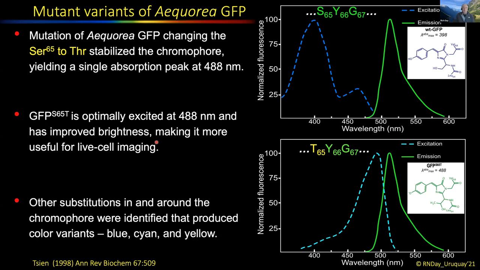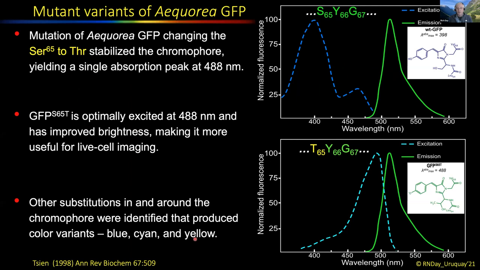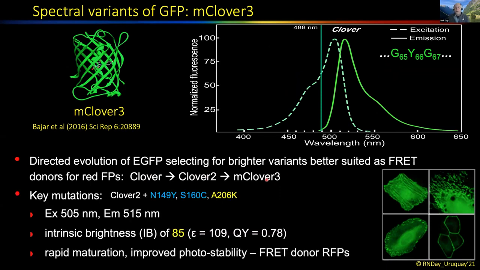And by doing other substitutions in and around the chromophore, they were able to produce blue, cyan, and yellow color variants of the Aquaria GFP. So now what I'd like to do is briefly mention some of the more optimized versions of these FPs. One of the best of the eGFP variants currently available is mClover3. It was taking eGFP, doing mutagenesis to generate Clover, improving it, and improving it again. And what you end up with is a very bright green fluorescent protein that has very good maturation characteristics. It's very photostable, and it's very useful as a FRET donor for the RFPs.